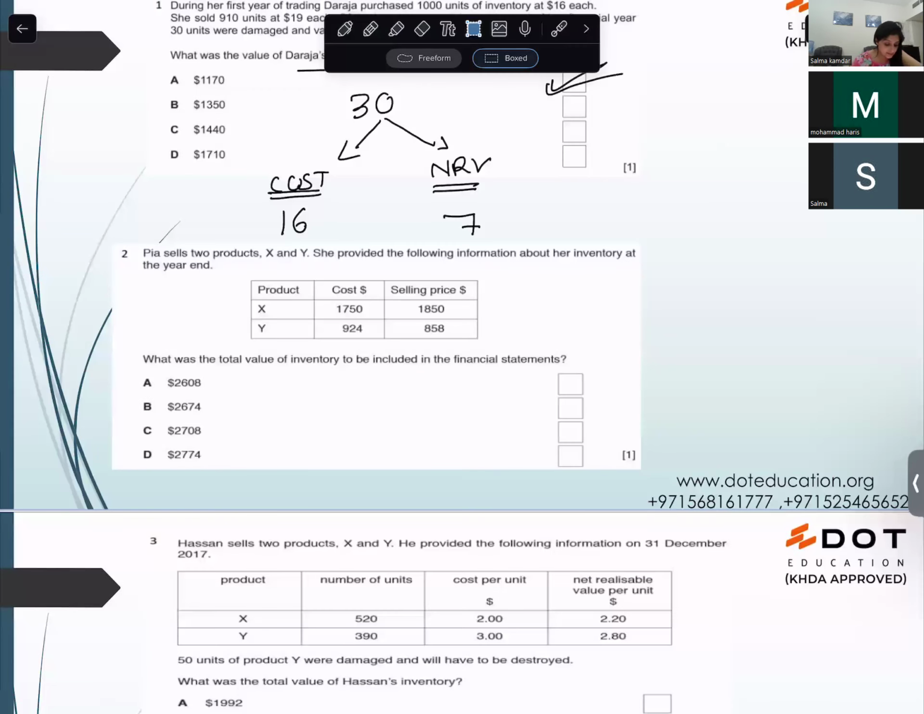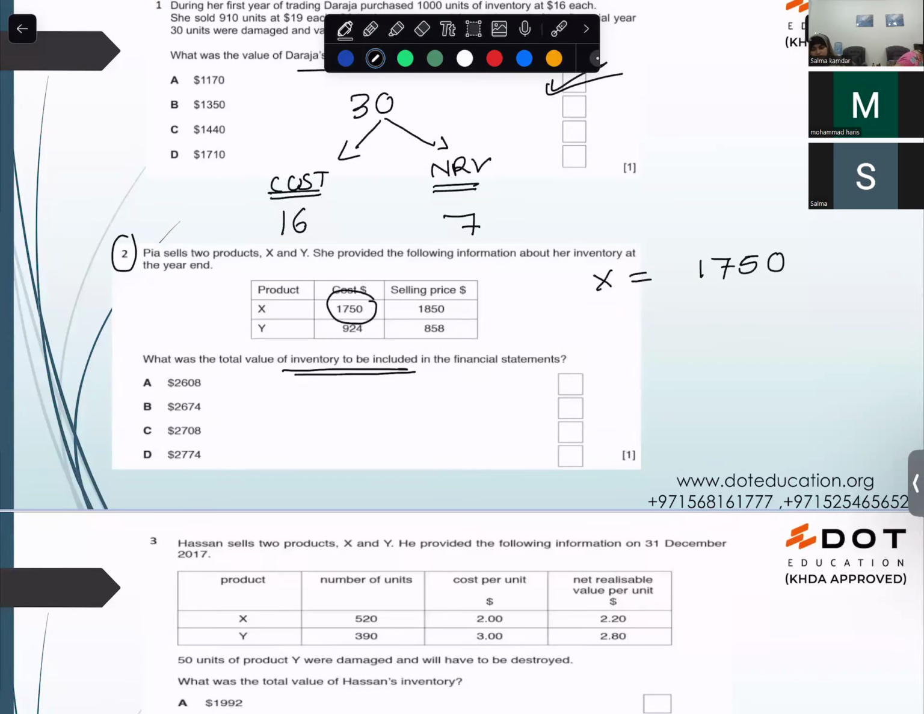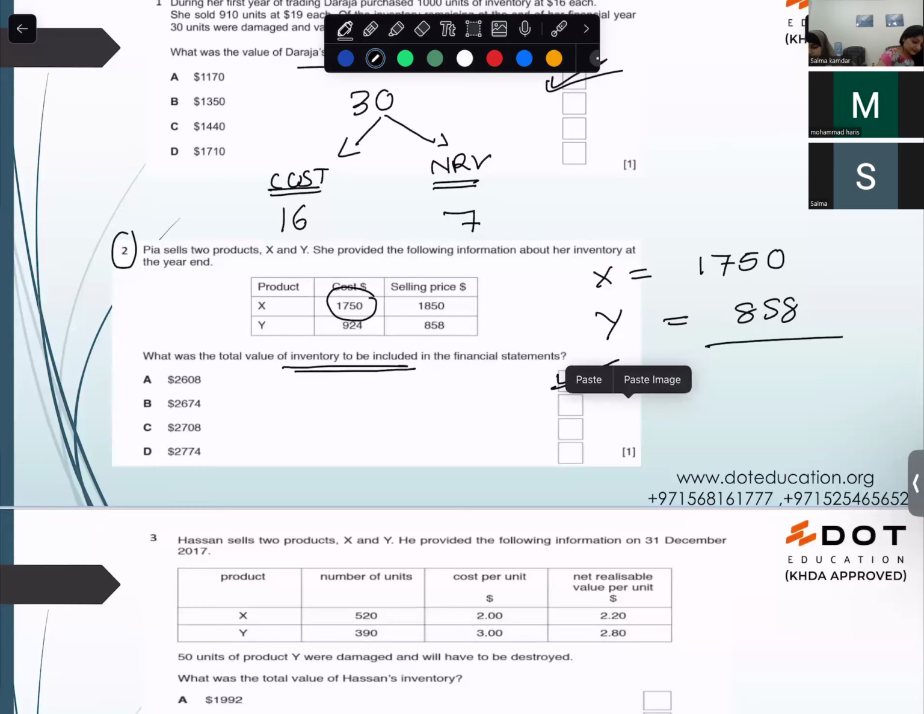I'm going to record the next one. Total value of inventory. Miss, we did the fourth one. So for product X, it will be how much? 1750. And product Y, it will be 858. So total value, say now if you know. Total value 2608. Okay, fine. Go to the next one.